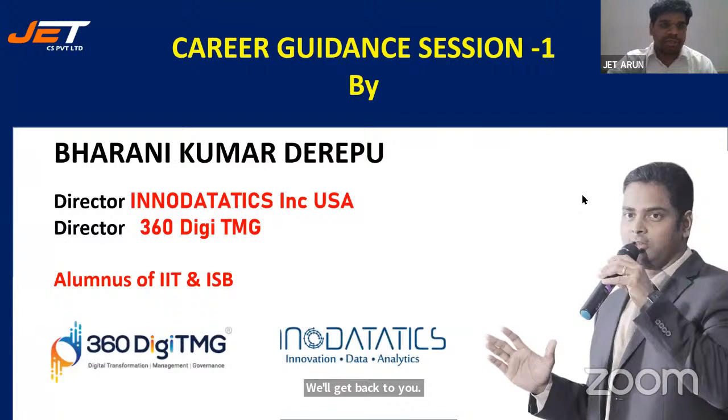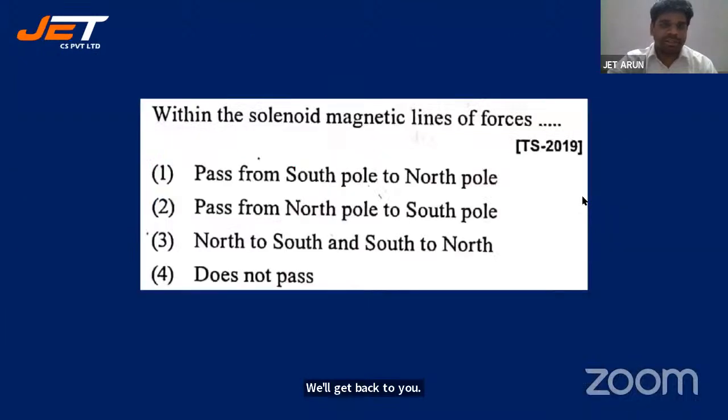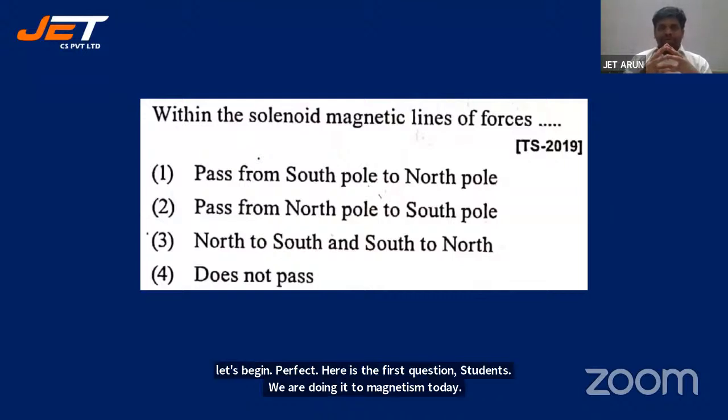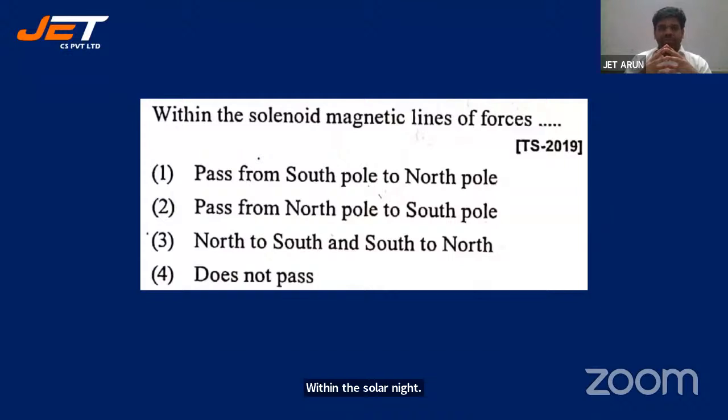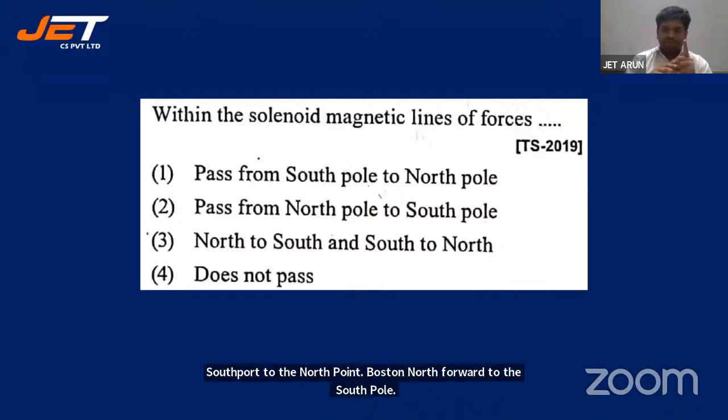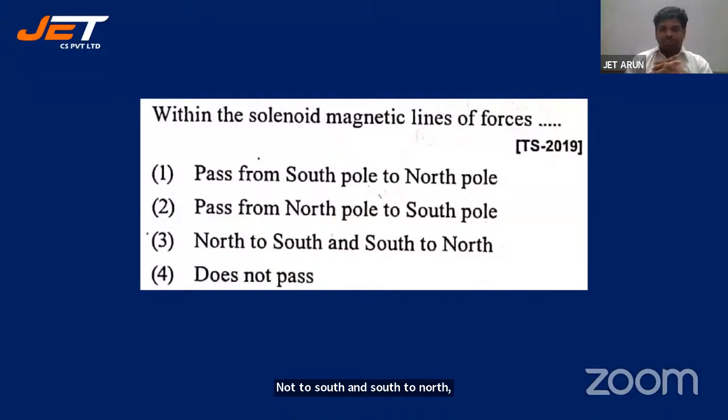All right, let's begin. Physics. Here is the first question, students. We are doing electromagnetism today. Within the solenoid, magnetic lines of force pass from south pole to the north pole, or pass from north pole to the south pole. North to south and south to north are contradictory, so that does not work. Fourth is ruled out, third is ruled out. You have to choose from 1 and 2. Put your answers in the chat box, students.